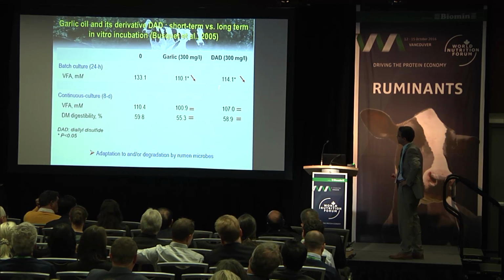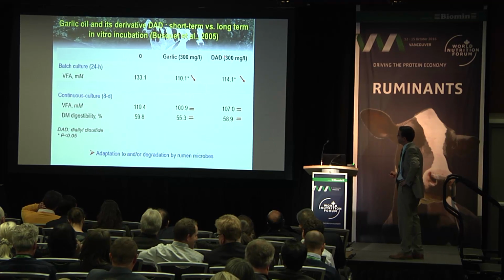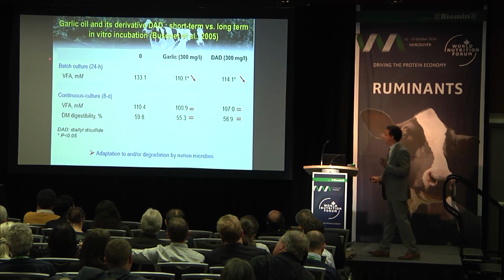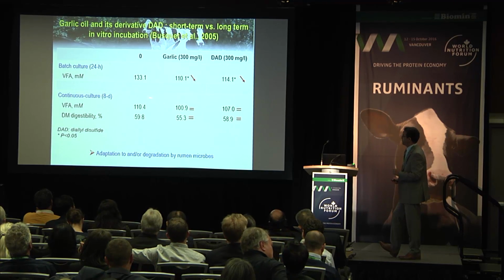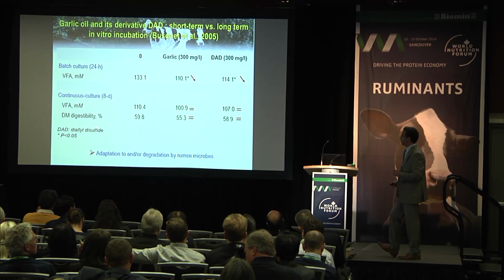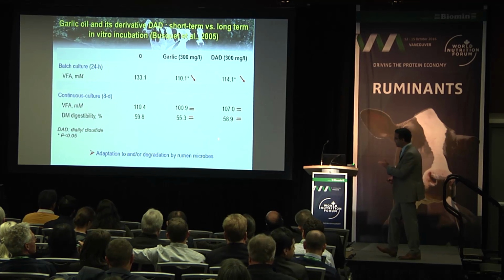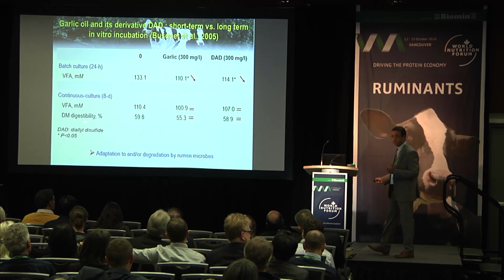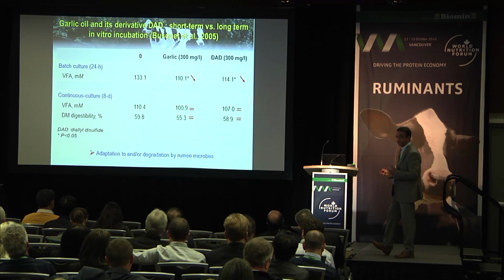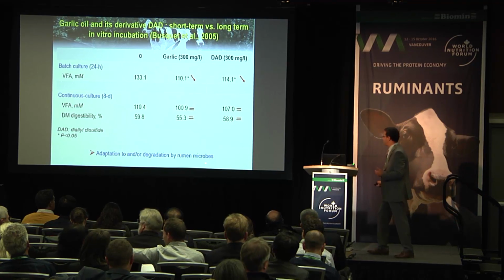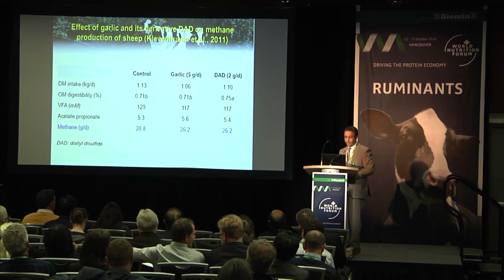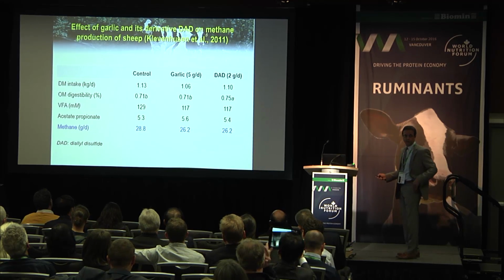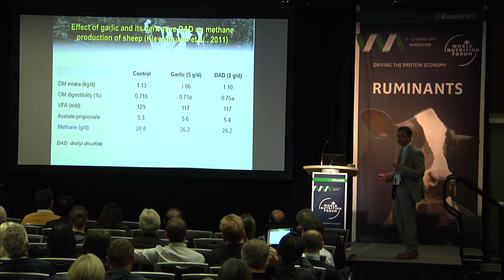However, when the same compounds were tested at the same concentration in a continuous culture system, 8 days of incubation, no effect was observed, neither on VFA nor the dry matter digestibility. This means there is a possibility that the microbes adapted to garlic and its derivative DAD, or even degraded these compounds. And this is actually what explained the lack of effects observed when these compounds were tested in vivo.